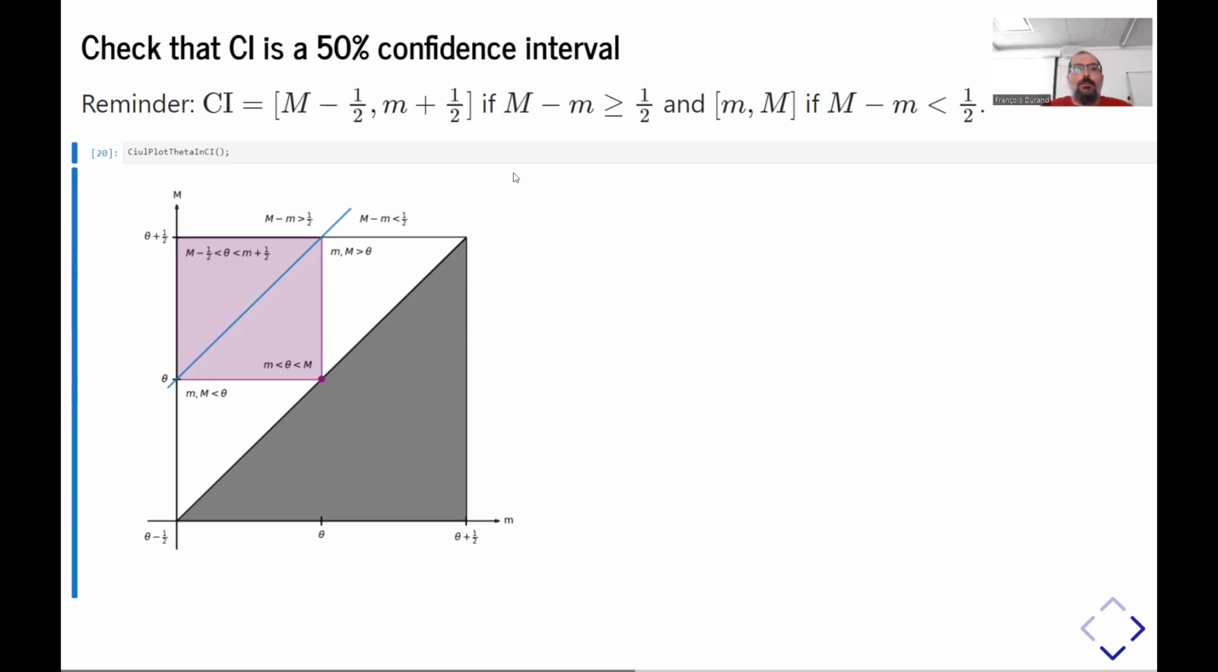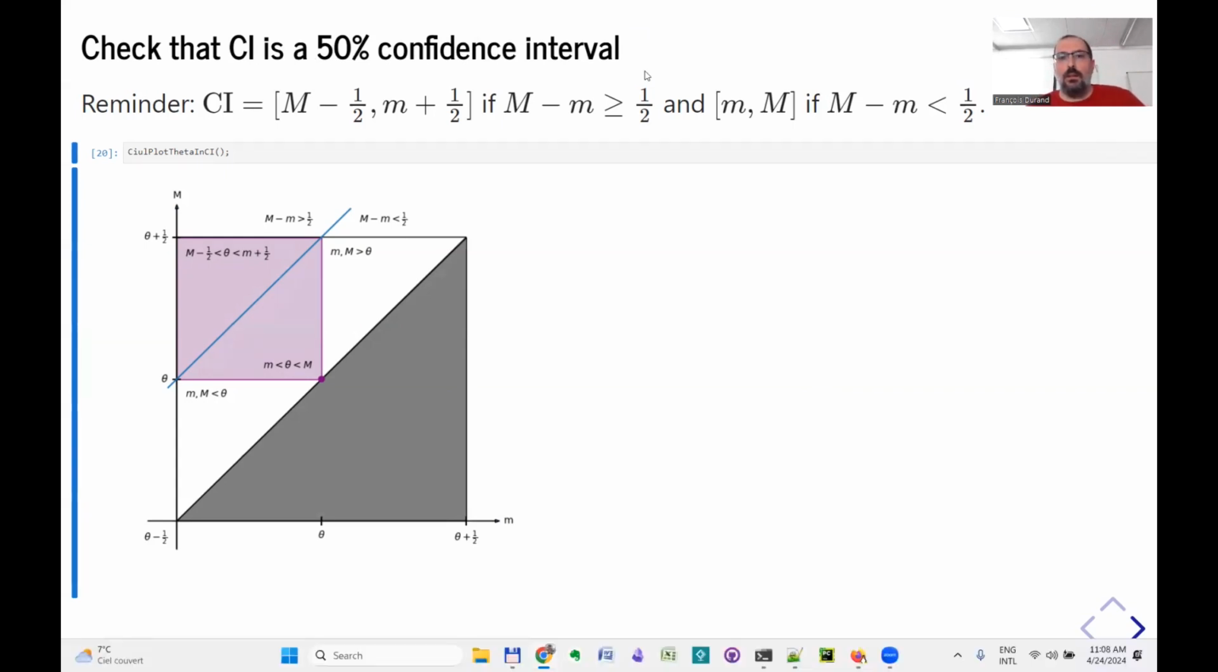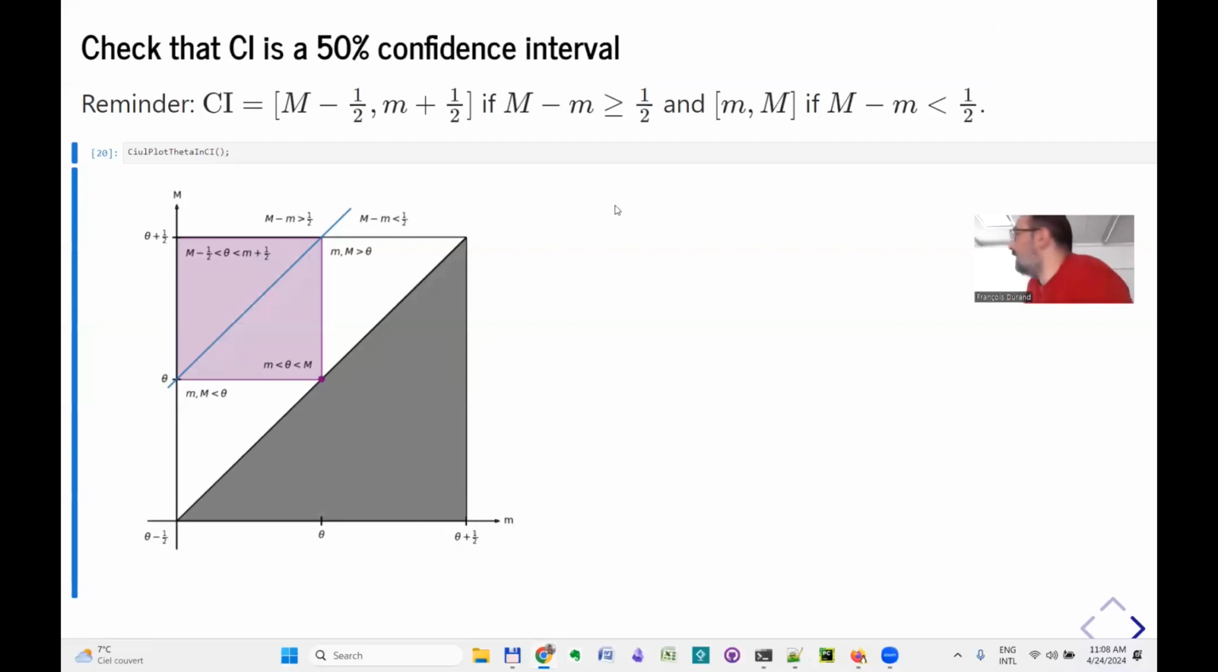Okay, so let's go. Oh, another message. Okay, thanks. Great. Okay, so as a reminder, the form of the confidence interval.